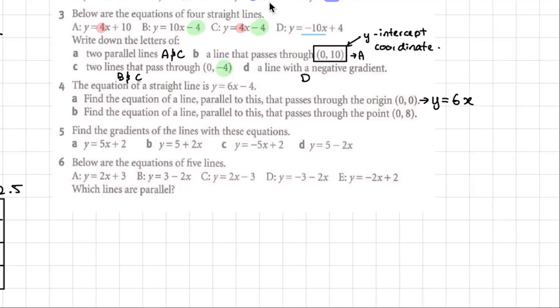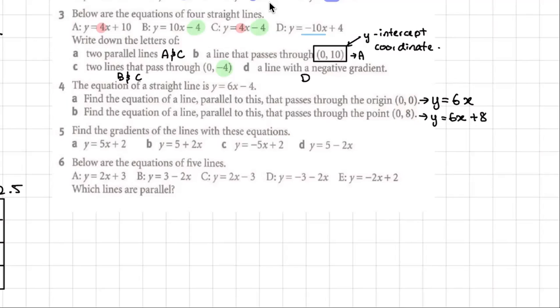Next one. Find the equation of a line parallel to this that passes through the point 0, 8. It means that the y-intercept is 8. Just write the same gradient plus 8. So this is the concept of using your y-intercept to determine the equation of a line.